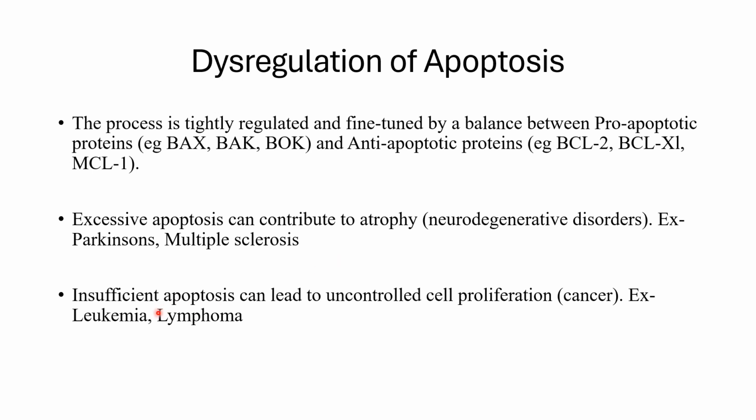And if the apoptosis is far too low, then it may lead to uncontrolled cell proliferation, further leading to different types of cancers, for example leukemia and lymphoma. So as we can say, the occurrence of apoptosis is a tightly regulated process and it is fine-tuned by a balance between pro-apoptotic proteins and anti-apoptotic proteins. Whether a cell lives or dies, the fate of the cell is decided on the balance of these two kinds of proteins in the cell. This is all about apoptosis.